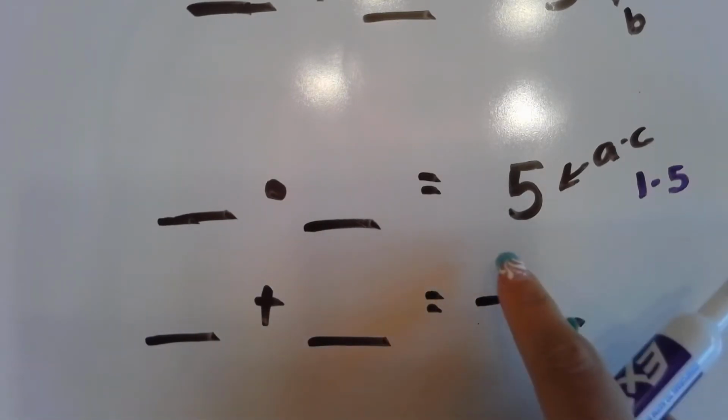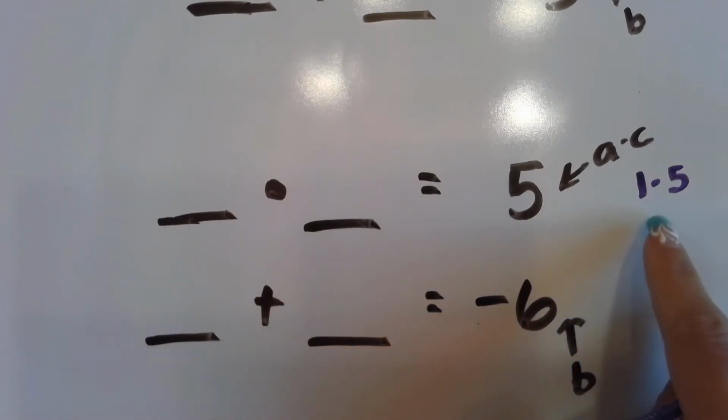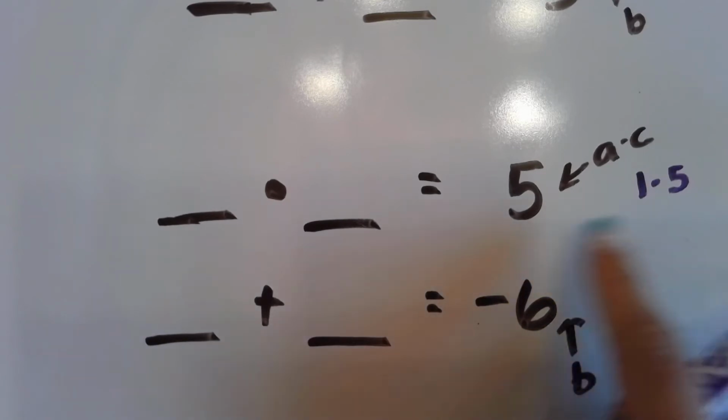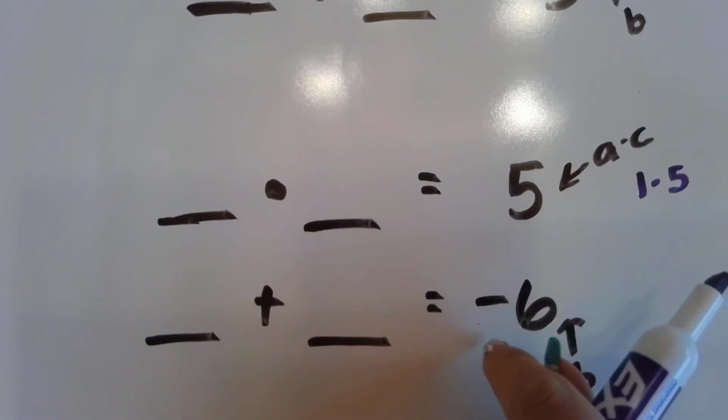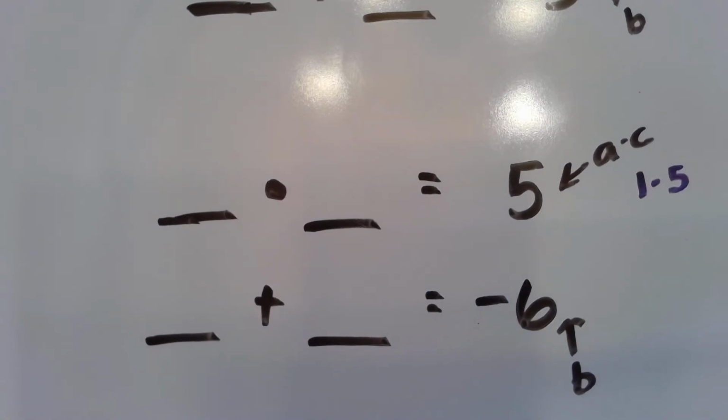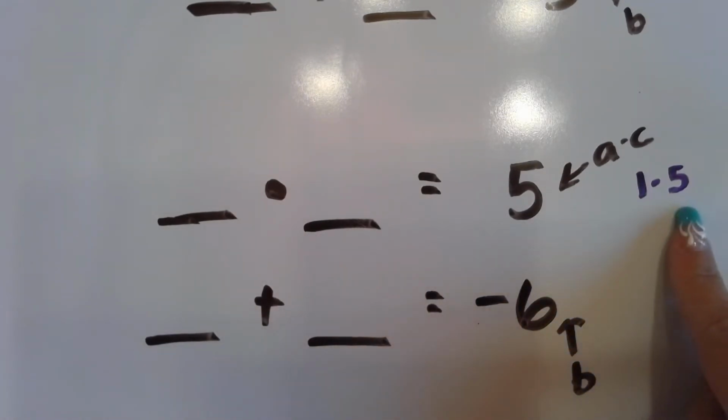Now, we need these two numbers to add to -6, but they need to multiply to a positive 5. So how can we use these same numbers to multiply to be positive 5, but add to a -6? So 1 times 5 is a positive 5, but 1 plus 5 would be a positive 6.